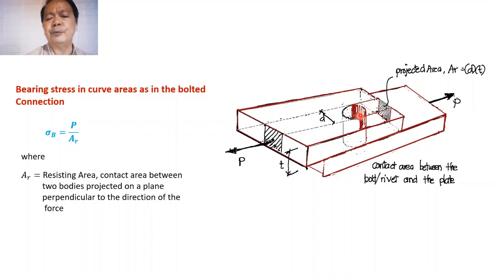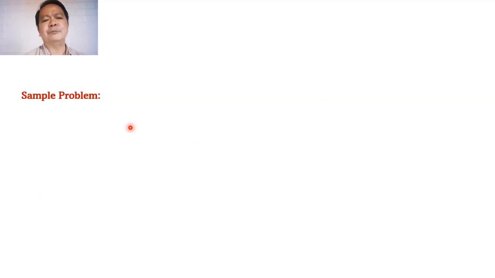So if we project it on this plane, we see that this area becomes our projected area, and the magnitude of that area will be equal to the diameter of this rivet multiplied by the thickness of the plate. So our area here will be equal to the diameter of the rivet multiplied by the thickness of the plate. So let us have this sample problem.